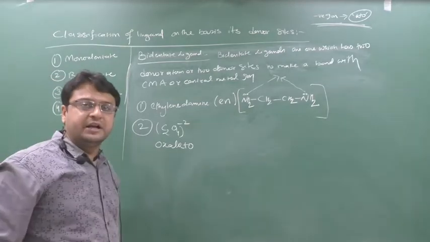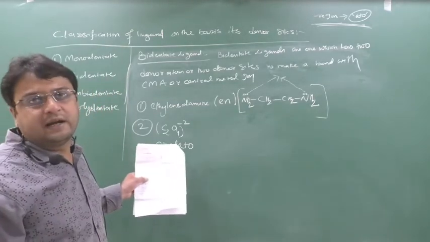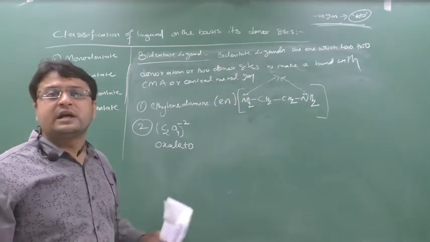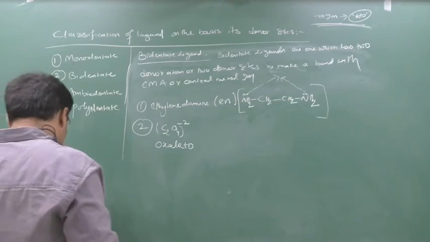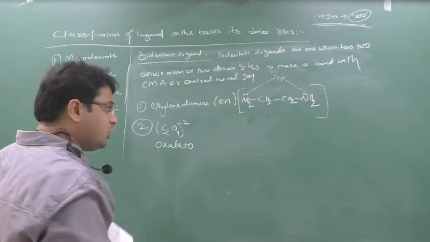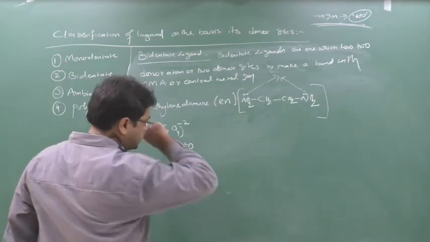In the next class I will tell in detail. But now don't say oxalate ion. Now what you have to say? Oxalato, sulfato, cyanido. Clear? See here now. So C2O4 2 minus is oxalato. So what is the structure? See the structure of oxalato.